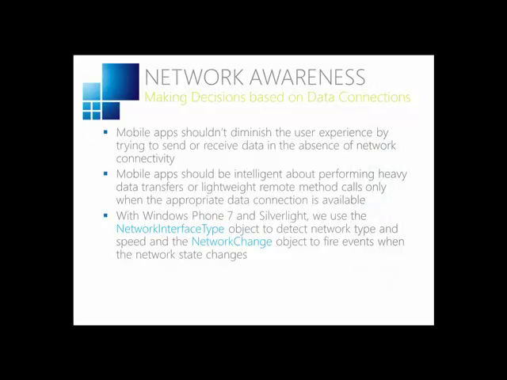In addition, you want to have applications that are aware when they're connected and when they're not connected. To do that for Windows Phone 7, use NetworkInterfaceType to determine what type of network connection you have. And you can listen to the network change event so that when it fires, you know when you have connectivity and when you do not, and respond accordingly in your application.